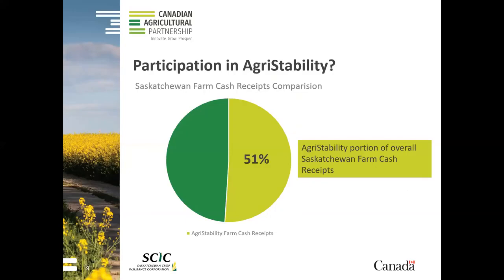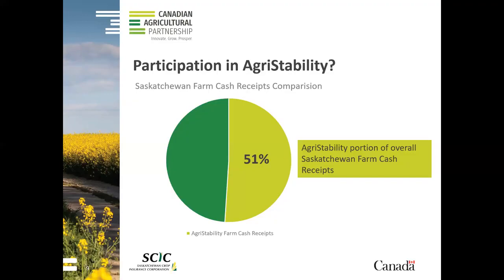So, participation in AgriStability. As I mentioned, the number of participants in AgriStability has been going down for the last number of years with a bump last year. However, the amount of the Saskatchewan industry participating in the program has remained steady. So compared to the overall farm cash receipts generated in Saskatchewan, which is the farm revenue generated, AgriStability participants are approximately 51% of the farm cash receipts. And this has remained steady over the last 5 years.